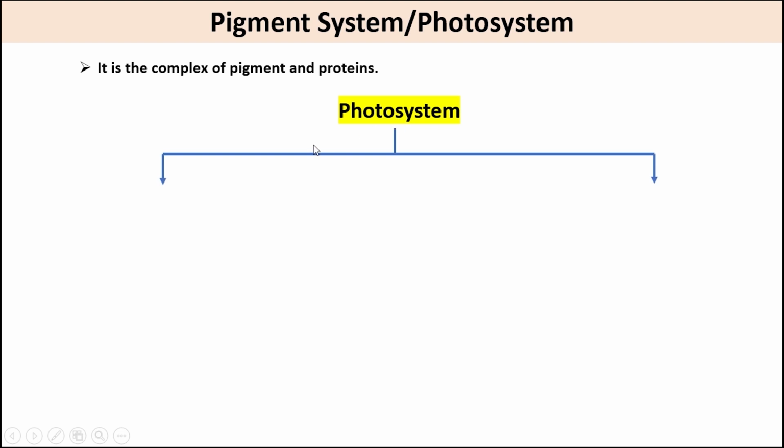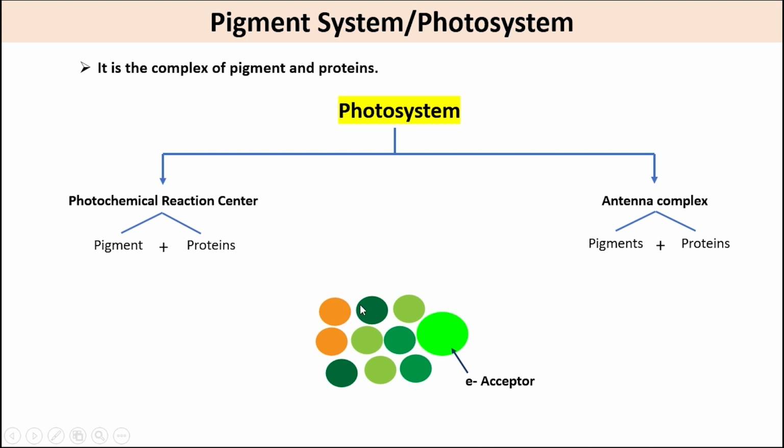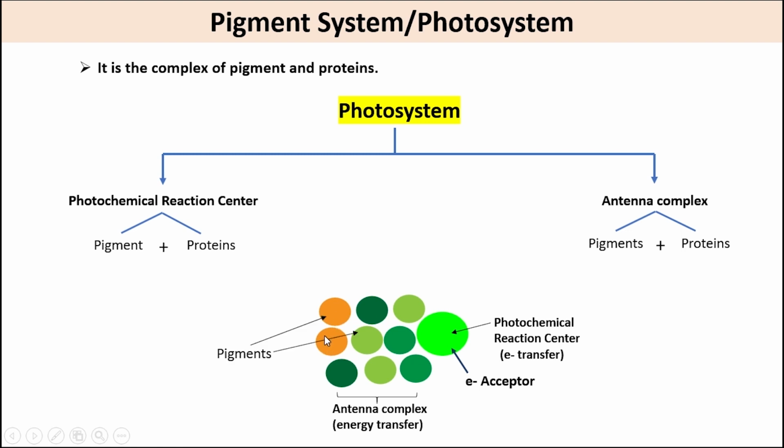It is the complex of pigment and proteins. Photosystem contains photochemical reaction center and antenna complex. Photochemical reaction center has pigment and proteins. Photochemical reaction center is surrounded by antenna complex which contain many pigments like chlorophyll A, B and carotenoids. Excited pigment transfers its energy to another pigment by resonance energy transfer.